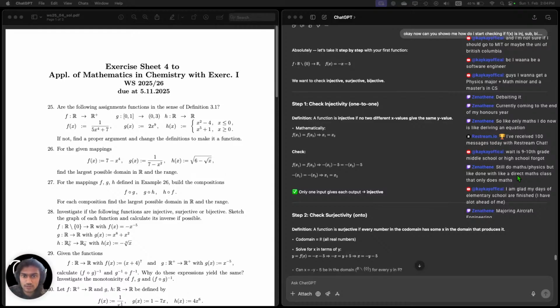Are you still here? So I was wondering, how do you check for injectivity? A function is injective if two different x values never give the same y value. Okay, only one input gives one output, injective. I understand the meaning. How do I check? f(x1) equals f(x2).